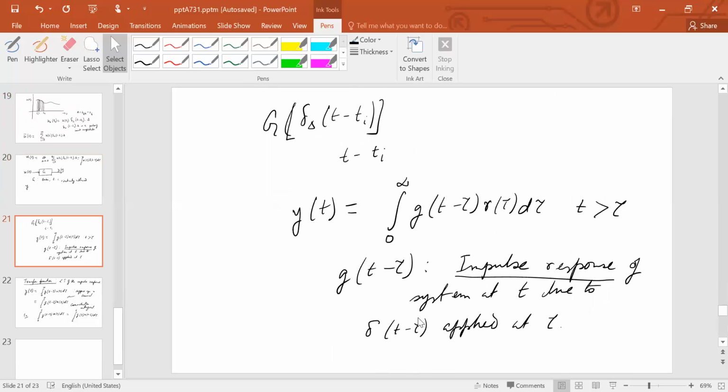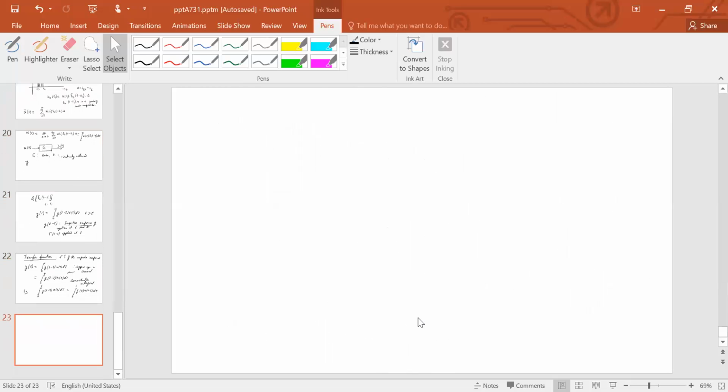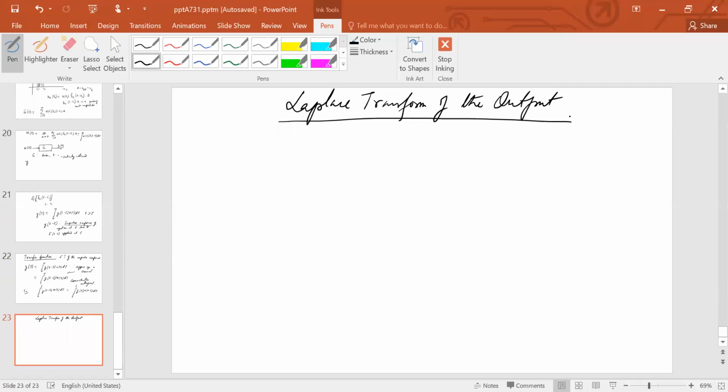So what about the Laplace transform of the output? That is what we're going to seek next. So the Laplace transform of the output. Okay. Let's quickly write that down.